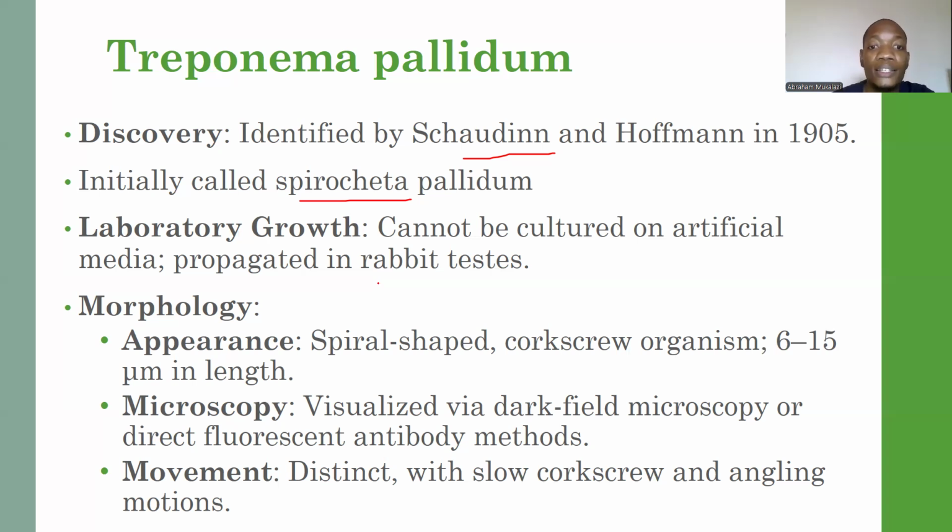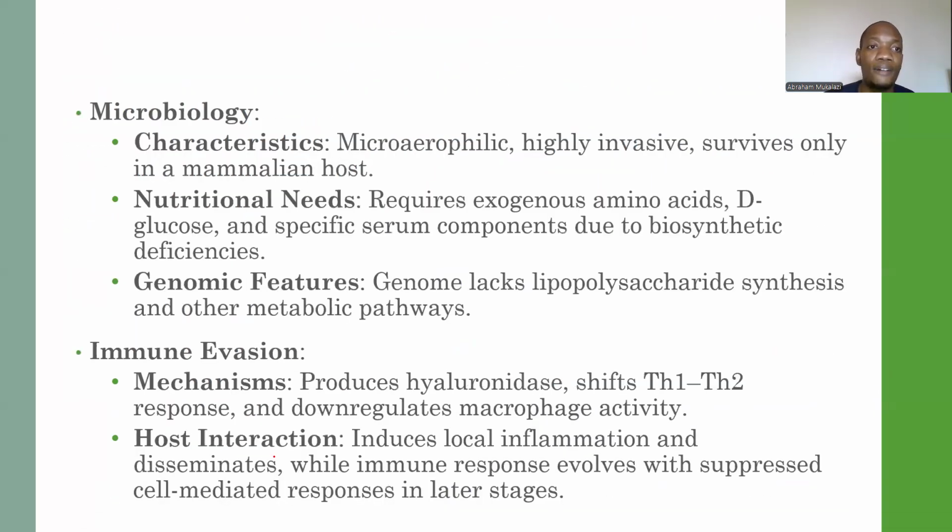Morphologically, it is a spiral-shaped bacteria with a corkscrew appearance, about 6 to 15 micrometers in length, and it can be well visualized when you do dark field microscopy or direct fluorescent antibody methods. In this case, remember, you get an antibody that is attached to a fluorescent substance. That antibody will attach to the antigens on the syphilis bacteria. Then with fluorescence, you're able to pick out the bacteria. It has a distinctive movement, a slow corkscrew or angling motion. And that's how it looks.